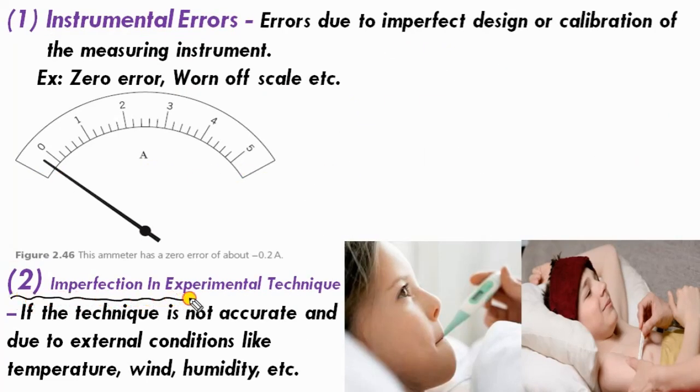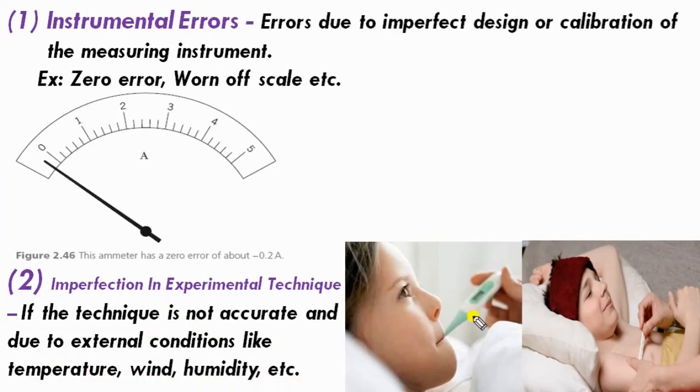Let's talk about another possible cause for the occurrence of systematic error in our measurement, that is an imperfection in experimental technique. It might occur due to inexperience of the person taking the measurements. He might not have enough knowledge of the correct procedure of taking the measurement, or it may also occur due to external conditions, due to the effect of external variables like temperature, wind, humidity, etc. Let's see how. Okay, let's say a guy is using a thermometer to measure the body temperature of a child. The correct way of using a thermometer is to put it inside your mouth, wait for a few moments, and then record the body temperature. This is the correct way.